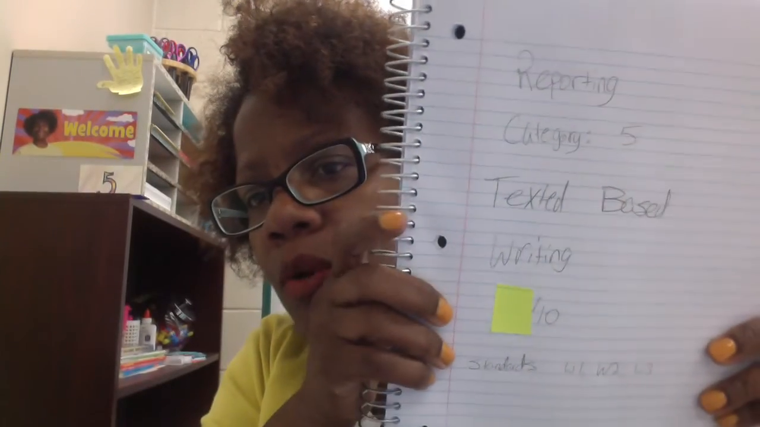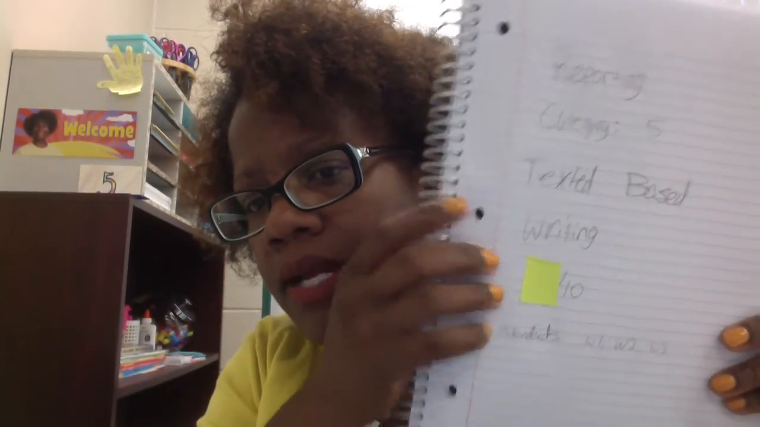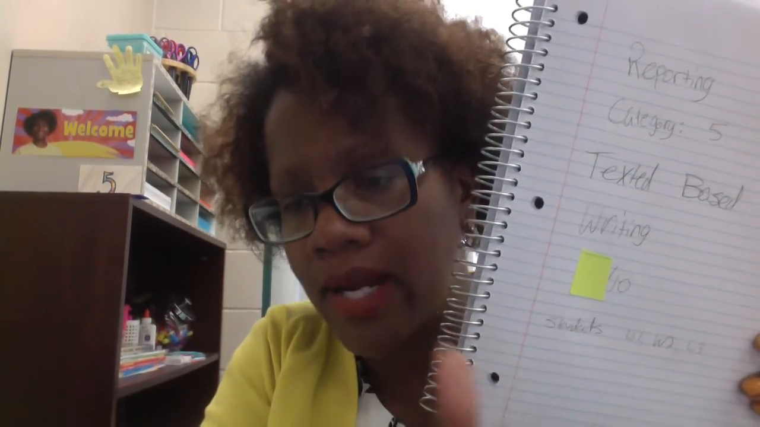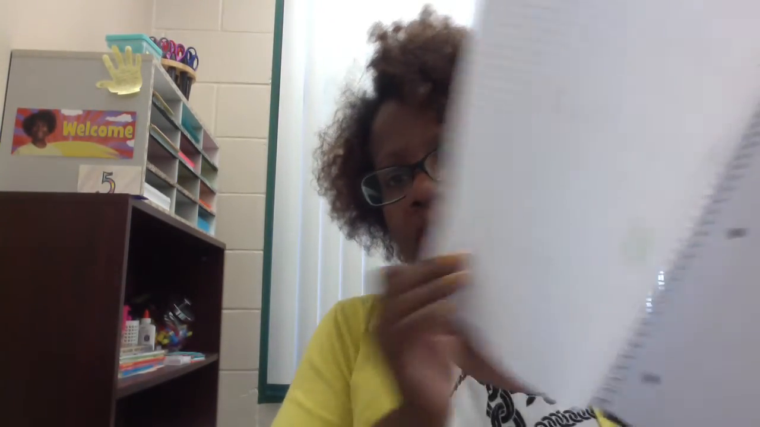All right. And then reporting category 5, text-based writing. The standards, it isn't on the data sheet, but the standards are writing 1, writing 2, and writing 3. So you're going to put the scales for writing 1, 2, and 3 in. Yes, I do have scales for those. So there's your cover page, 1 page for writing 1, a page for writing 2, and a page for writing 3.